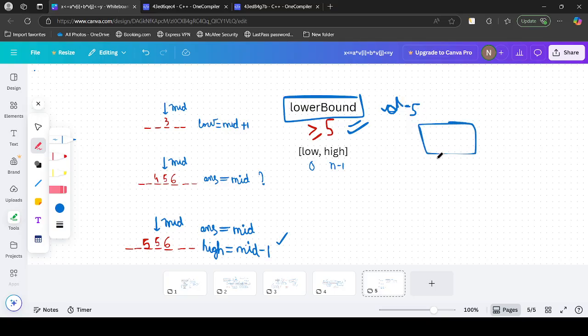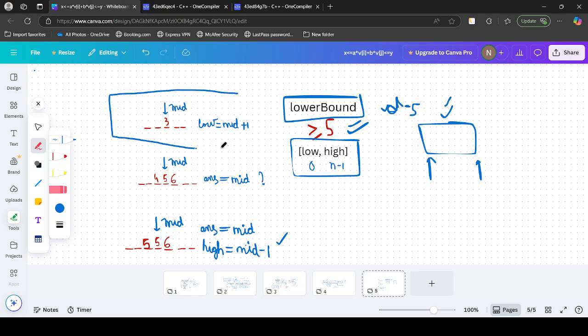So as we are searching the whole array, low is the 0th index and high is the last index, because these are the least and the highest indices possible for answers. So low is equal to 0 and high is equal to n minus 1. And now let's assume that the mid we are at is this, and that value is 3. So is the mid value greater than or equal to 5? No, this is less than 5.